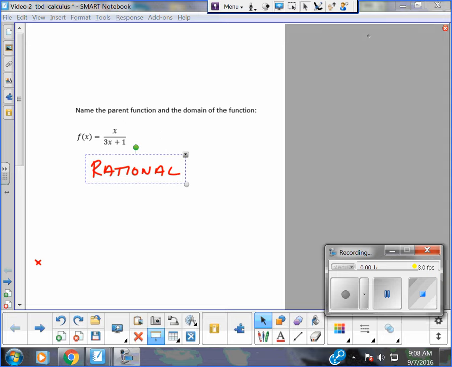Now, you could do the domain by simply looking and knowing that the bottom can't be 0. So 3x plus 1 cannot equal 0. And we can see quickly that x is negative 1/3. So the domain is x is an element of the reals, x does not equal negative 1/3.